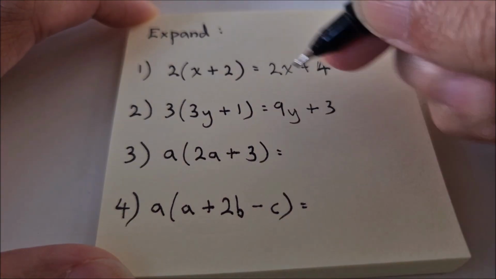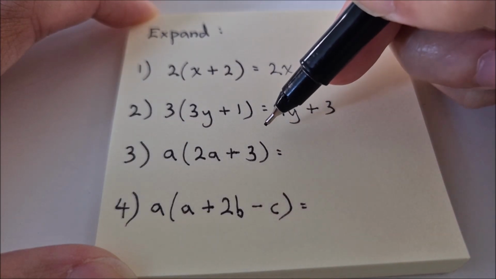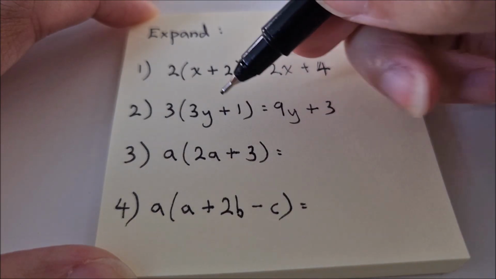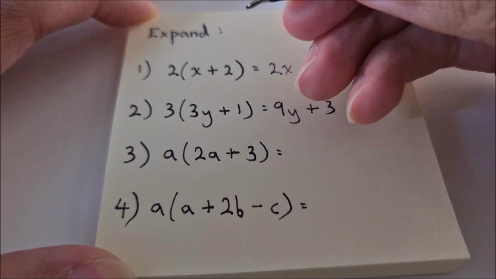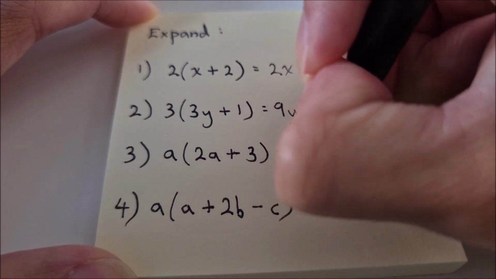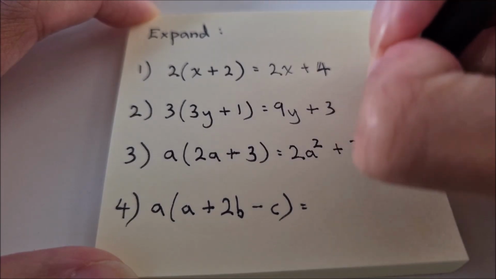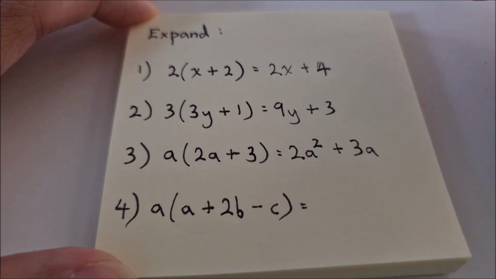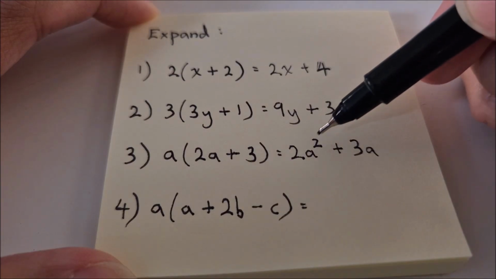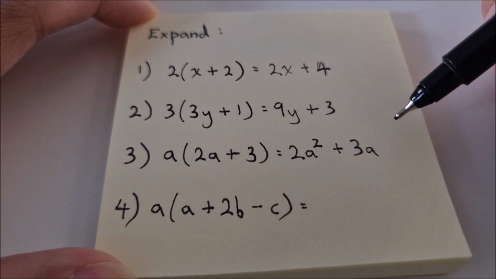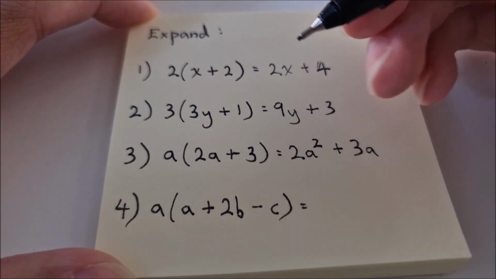3. Question 3 is a bit trickier, so we have a times 2a plus 3. The first multiplication, we distribute a to 2a, so what's a times 2a? That's just 2a squared. And we have this 3 over here, 3a. And remember from the very first video, we can't simplify this anymore because a squared and a are not like terms. Alright, last one, the slightly longer bracket, but don't be scared.